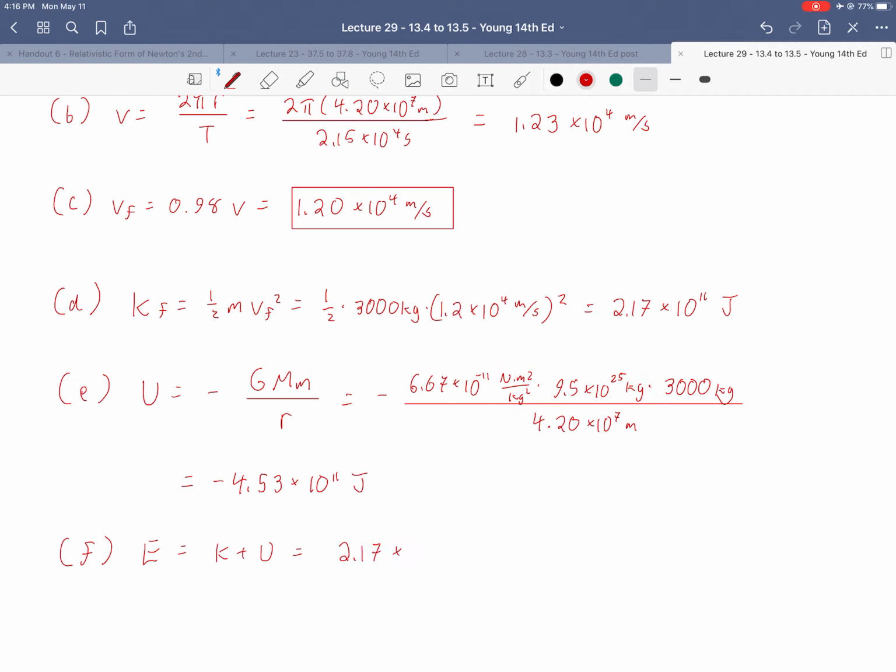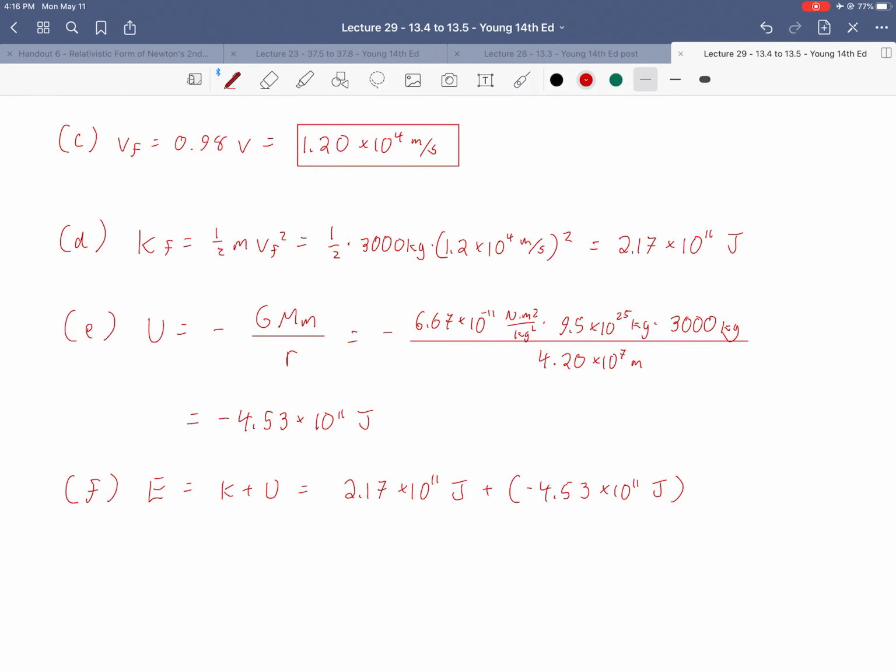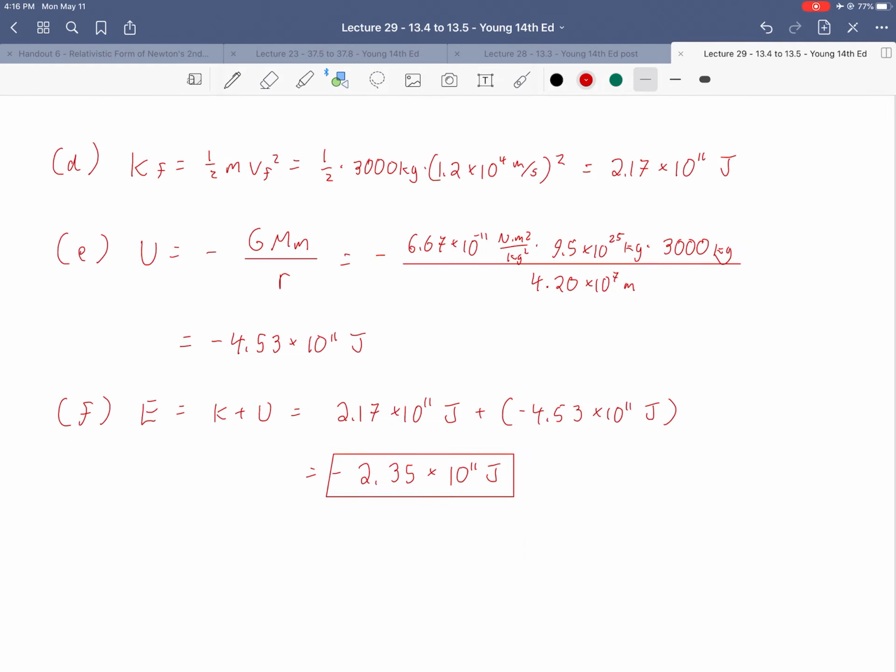So we'll take the positive kinetic energy, positive 2.17 times 10 to the 11 joules, plus our potential energy, which is negative 4.53, and of course is larger in magnitude because we're in that gravitational potential energy well. And that gives us a total energy of negative 2.35 times 10 to the 11 joules. Okay.